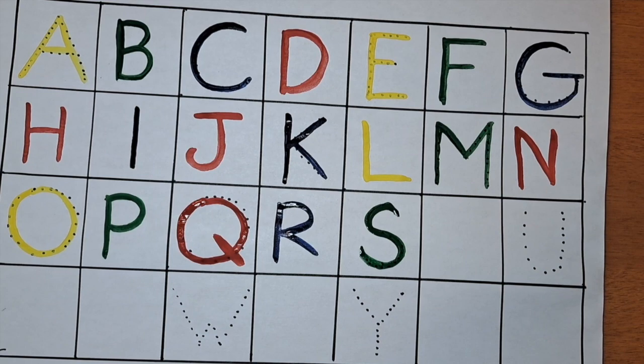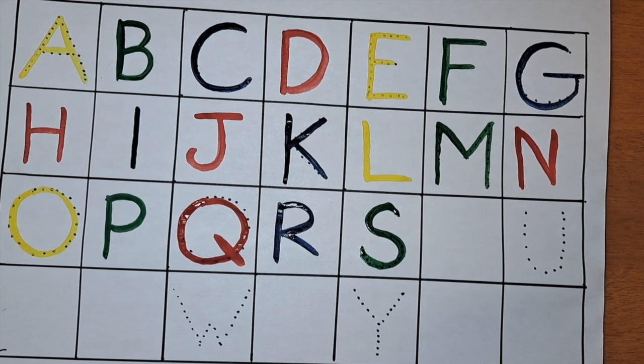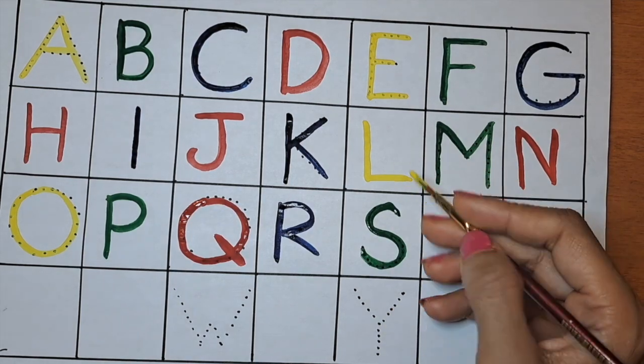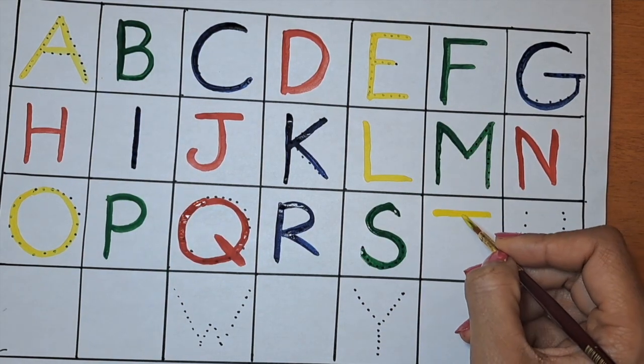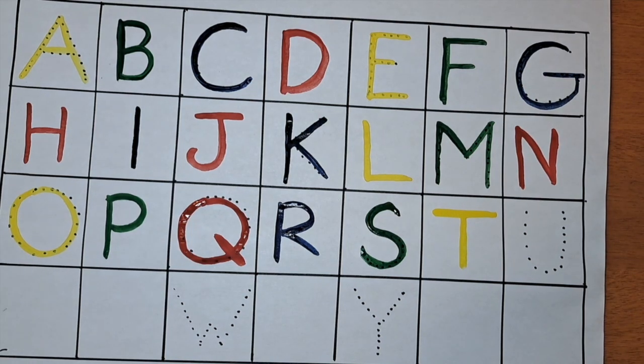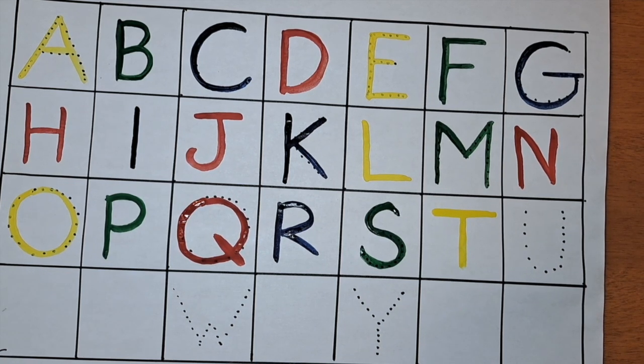What is the next letter? It's T. Can we color this T with the yellow color again? Let's do it. T. T for teapot. T for teapot.